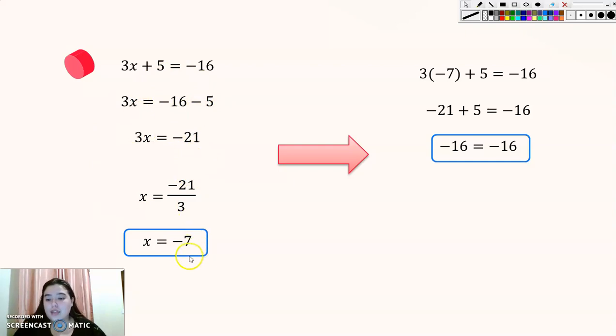And how do we know if this answer is correct? We have to copy the equation again, but replacing the variable x, in this case with negative 7. So that's why I have negative 7 here. 3 times negative 7 is negative 21. And copy all the equation: plus 5 equals negative 16. Then we have to add: negative 21 plus 5 equals negative 16. As you can see, we have the same number on both sides of the equals. Negative 16 here and negative 16 here. So this answer is correct.